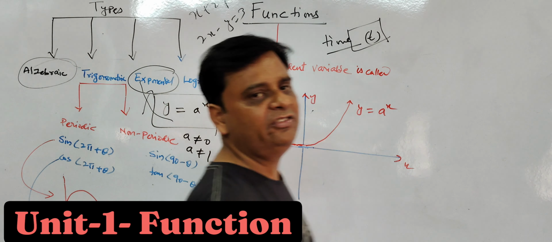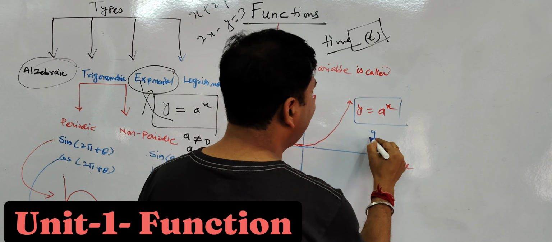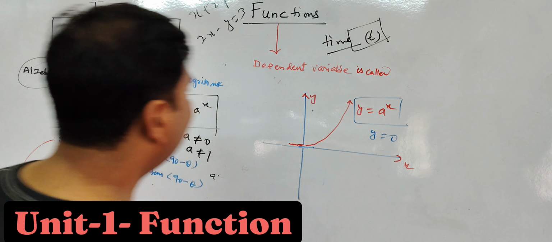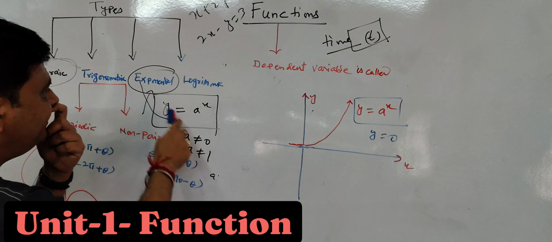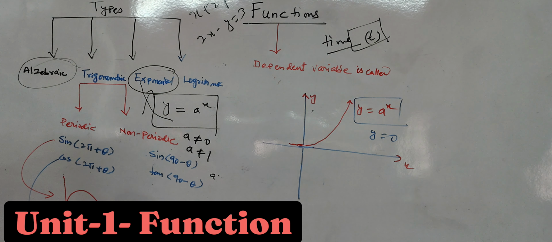Why? Because if it touches the x-axis, then in that case the value of y will become 0. In that case the function does not exist. If y becomes 0, then the function does not exist. So whenever you see this kind of graph, you must understand that this is an example of exponential function. And similarly, we can also draw a graph for logarithmic function.